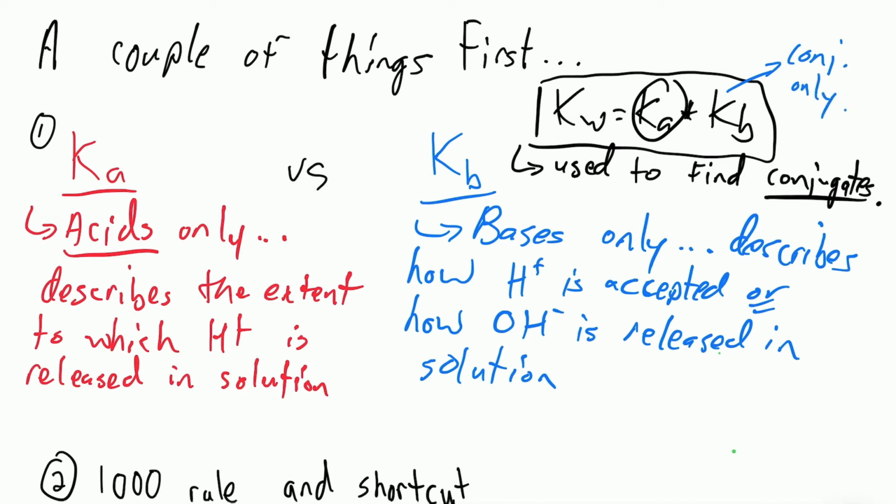And the same thing is true if I give you a Kb value and you find the Ka. All you've really done is find the Ka of the conjugate acid of that base. But it's not the same substance entirely. So Ka is for acids only and Kb is for bases only.